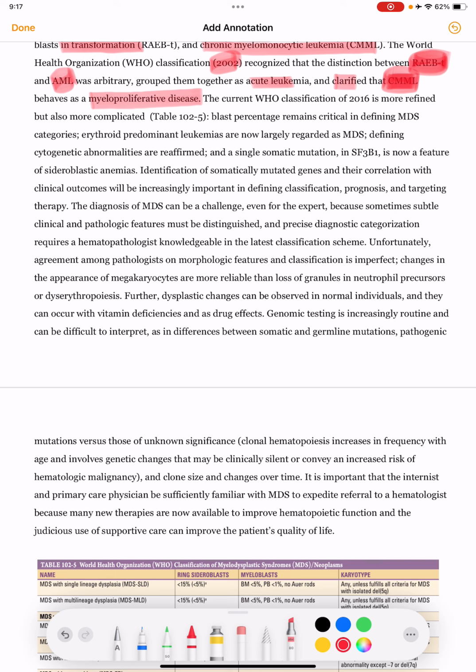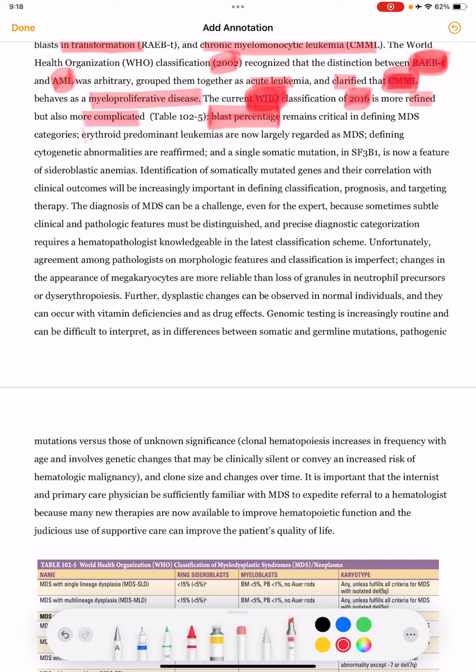Now currently we have the 2016 WHO classification. This is more refined, but it is also more complicated. Blast percentage remains critical in defining MDS categories. To define the MDS categories, which is most critical? Blast percentage, how much percentage of blasts are present. This is the WHO classification in 2016.